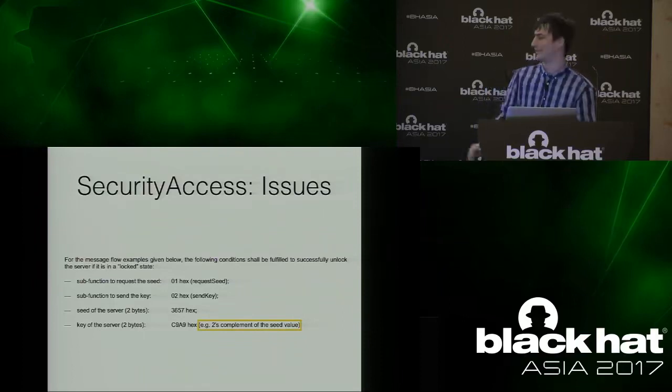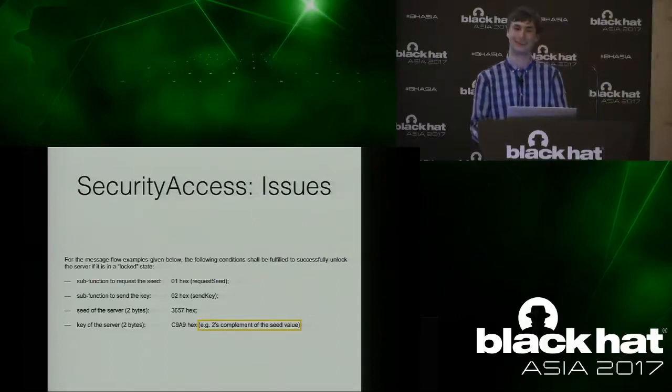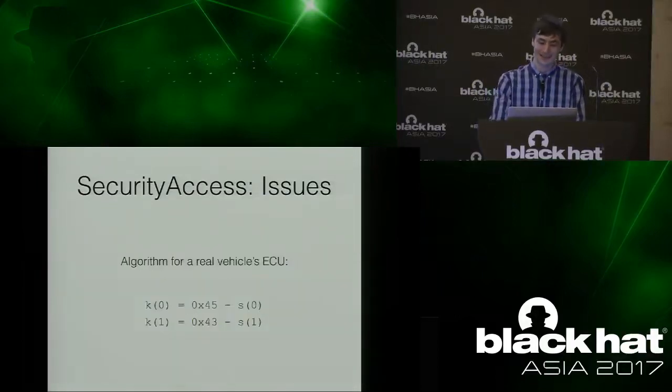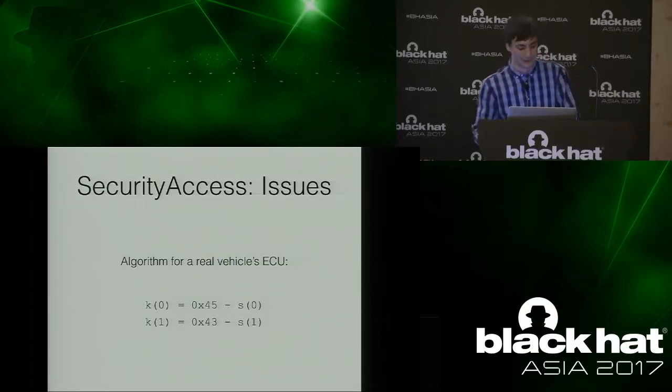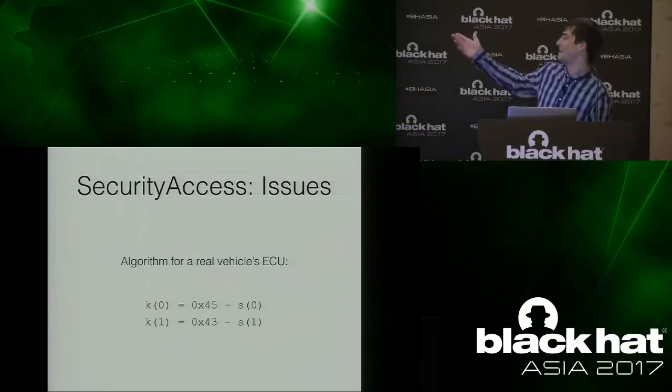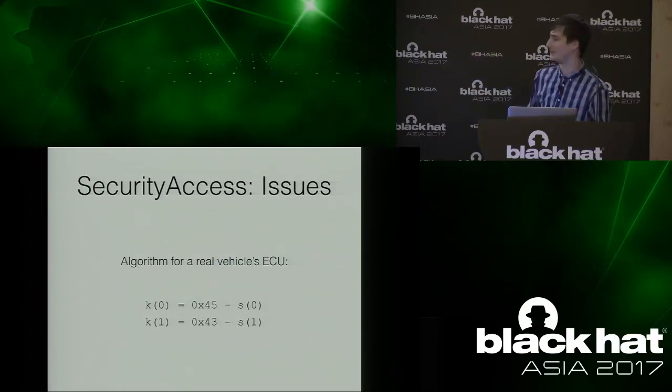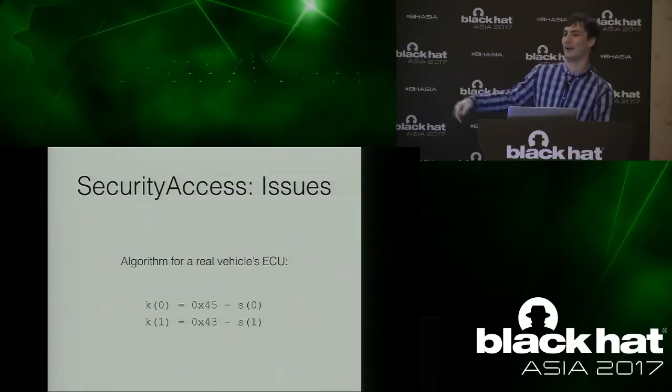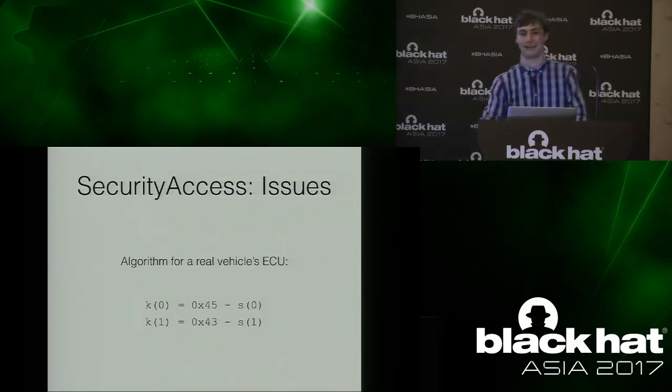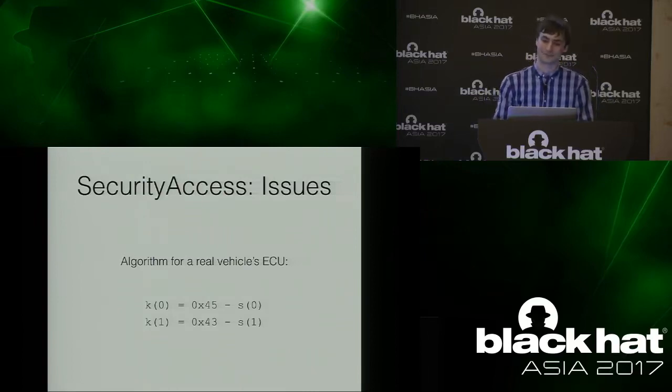And this is really an example of the spec just giving an example as a simple, here's how it could work, and people going, oh, we'll just implement that. This is a real algorithm I have seen on a real ECU that is in probably millions of vehicles. I won't say which ones, but you get the key 0, the first byte. You just take 0x45 and subtract the seed value from it. This wraps, so if you get to 0, you go back to FF, just unsigned subtraction. And then key byte 1, take 0x43 and you subtract the second byte. That's it. And that's how it is for all of those parts around the world.